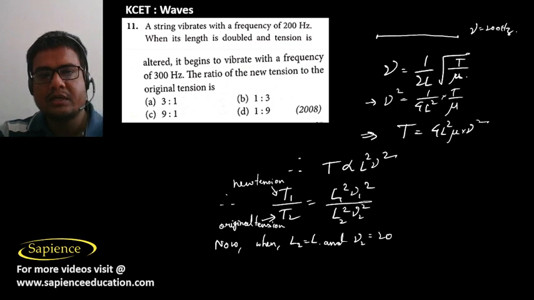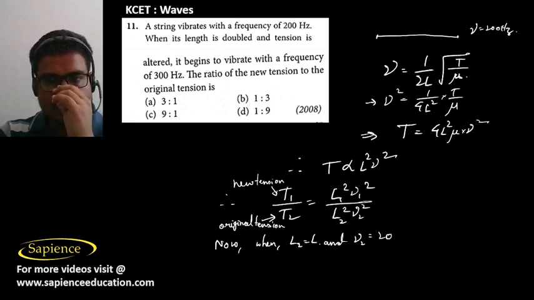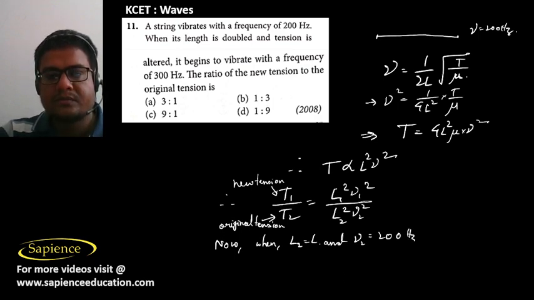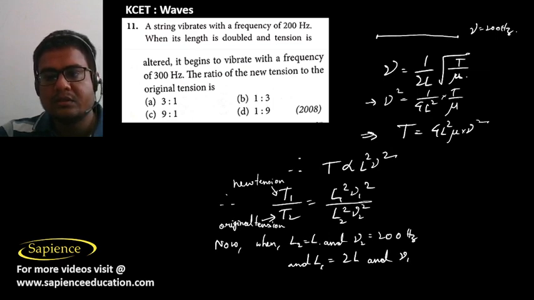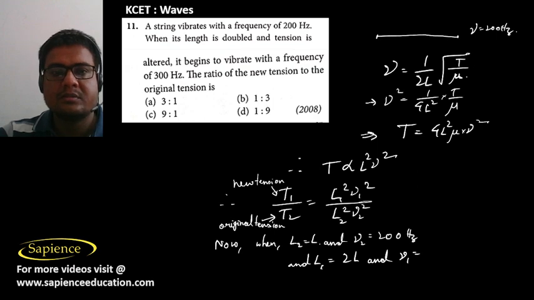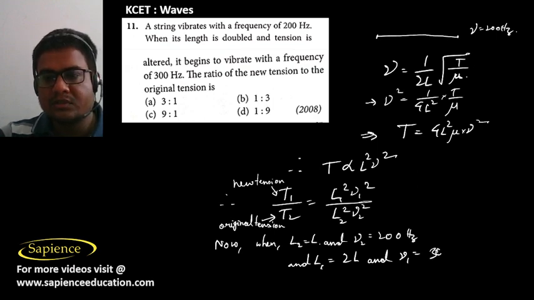So it means that L2 is L and nu2 is 200 hertz, and then L1, the length, is doubled, so it is 2L, and nu1 is increased, it begins to vibrate with the frequency 300 hertz. And then we have to find the ratio of T1 and T2.